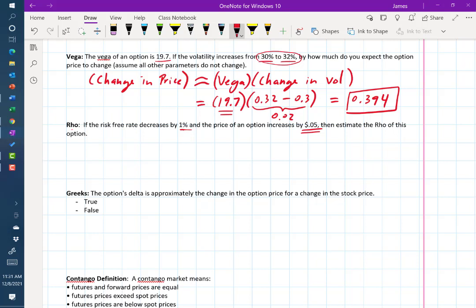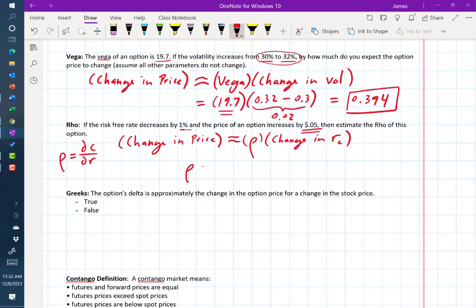So let me remind you of what the definition of Rho was. If we go back to our derivatives, it was dC/dr, and so what is this? This essentially leads to the formula that we had, and I'm trying to justify the calculation that I'm going to do here, but let's go back to our basic formula. Change in price is approximately Rho times the change in interest rate. And the interest rate here is that continuously compounded annualized interest rate. So this is the formula that I'm going to use, and I want to calculate Rho. So let's solve for Rho.